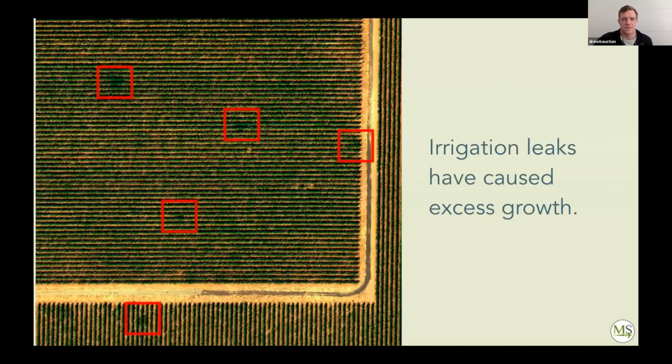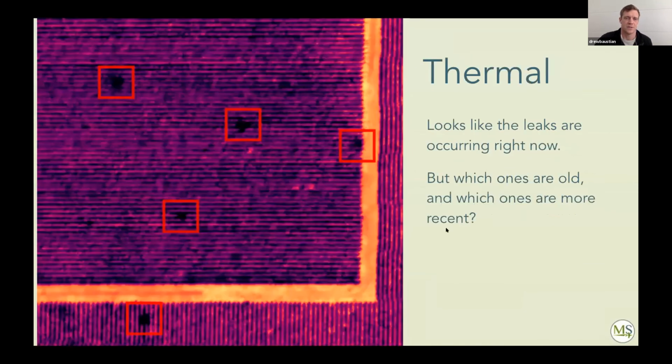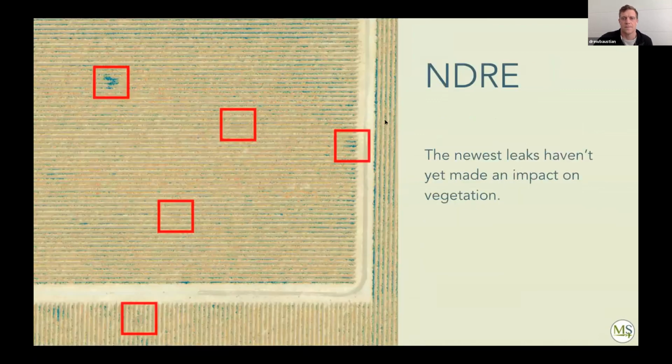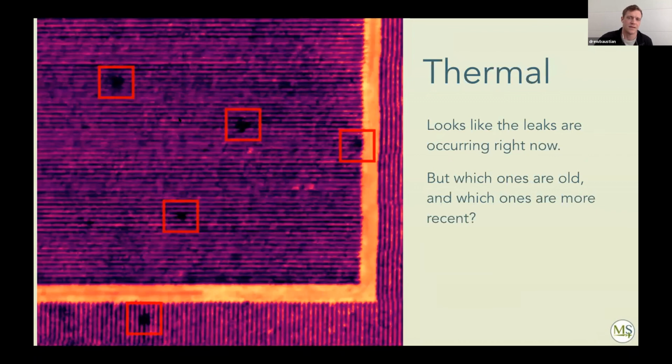Getting back to the Altum data, this is an example of how you can identify irrigation leaks with the thermal data. Here's the RGB, you look at the thermal, and there's a bunch of black spots, which represent cold spots all across the field. And then NDRE is showing us vigor in those areas. The thought process was that the areas with the most vigor that also correlated with the irrigation leaks were probably the leaks that had been occurring the longest, causing a physiological change to the plant.